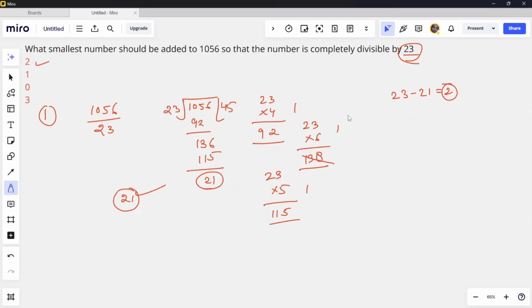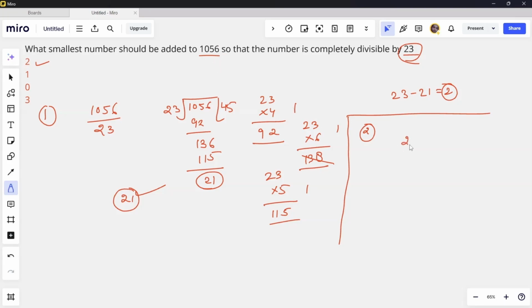Now let's try to solve this question by another approach. Okay, so this is the second approach. Now tell me, what is the closest multiple of 23 which is closest to 1056?